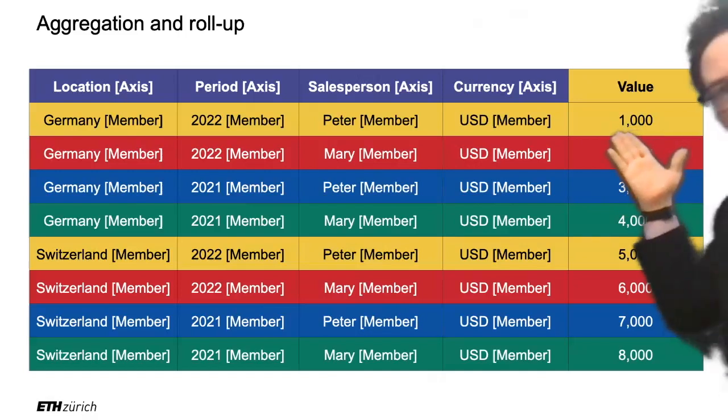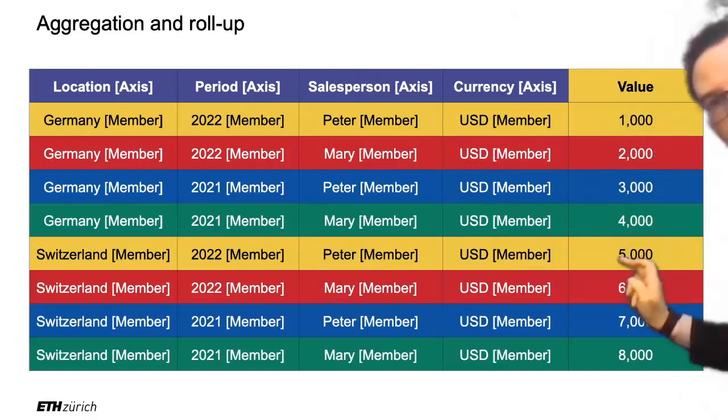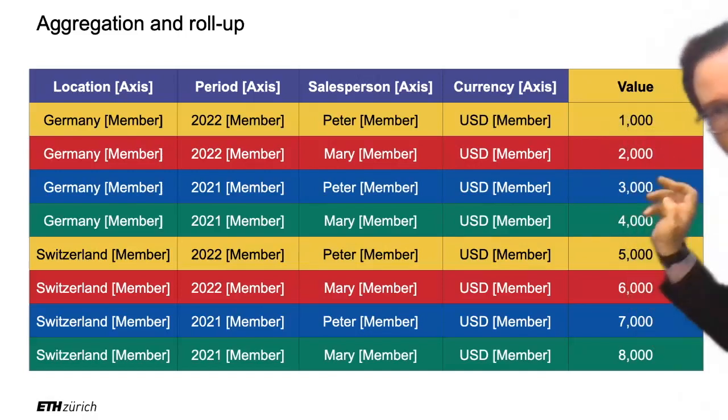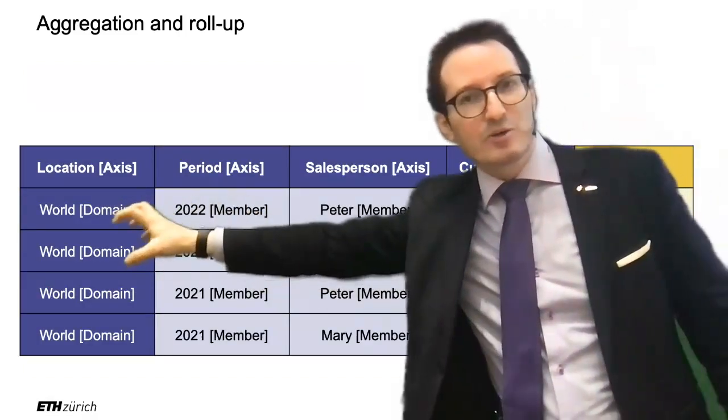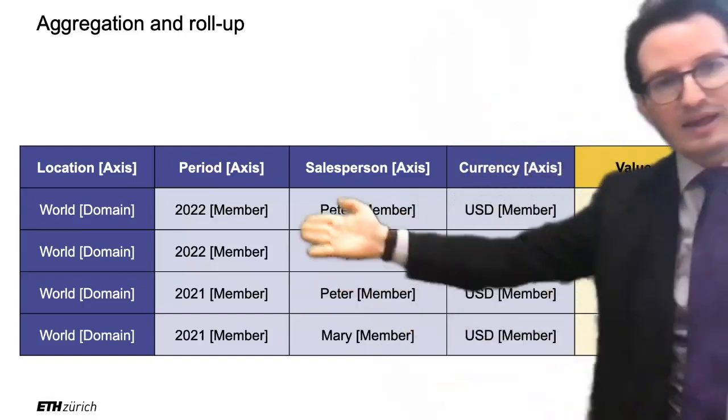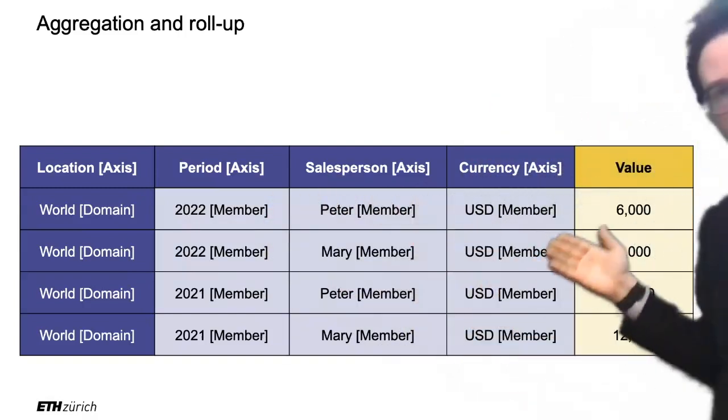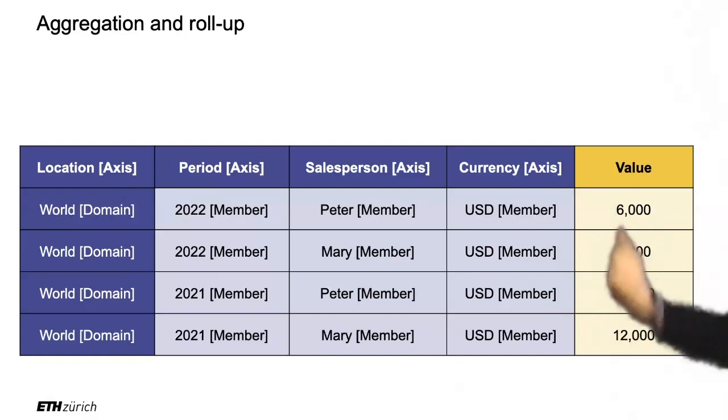And let me add them. So 1 plus 5, 2 plus 6, and so on. This is what I get. So now I have the world domain because I aggregated in here, and I have 22, 21, Peter, Mary. So you see, this is what I have, and this is the sum of this. So that was derived in this way. Who is with me? Okay.